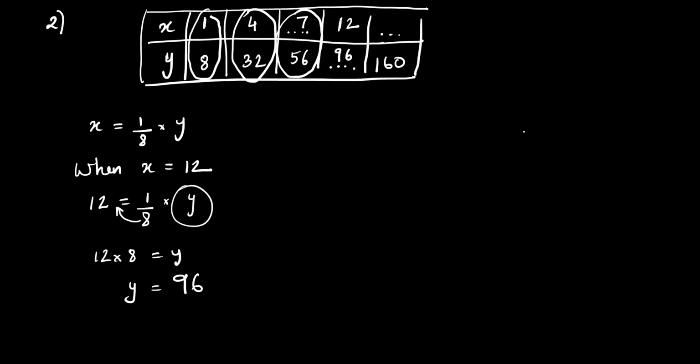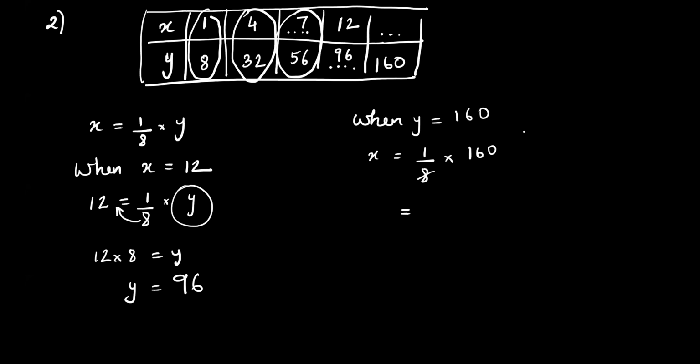Okay, next let me pick Omkar from Chembur. Hello, Omkar. Same equation, but now this is the part you have to do. So what do I say? When y is equal to 160, x is equal to 1 upon 8 into 160.